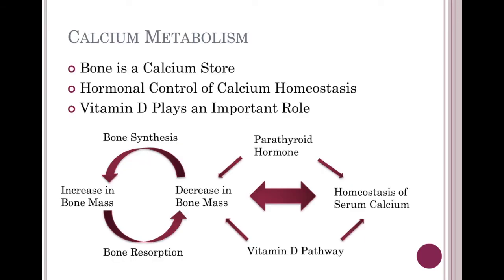So bone acts as a calcium store, and there is a significant hormonal control of the calcium homeostasis, in which vitamin D also plays an important role. So parathyroid hormone is one of the most important regulators of this. It regulates the homeostasis of serum calcium, and it regulates the resorption of bone in the body to produce serum calcium. And vitamin D is also involved in this pathway to decrease bone mass and to increase serum calcium.